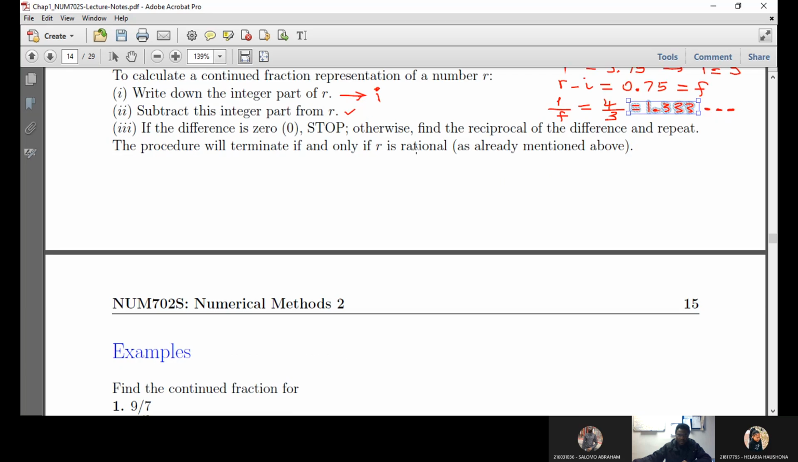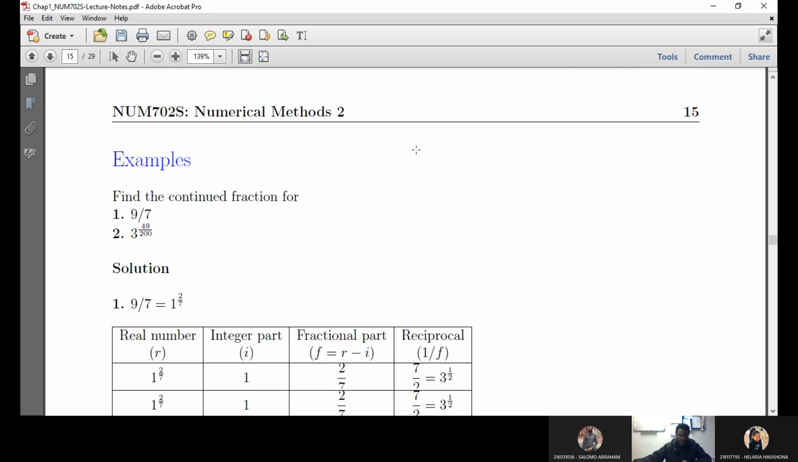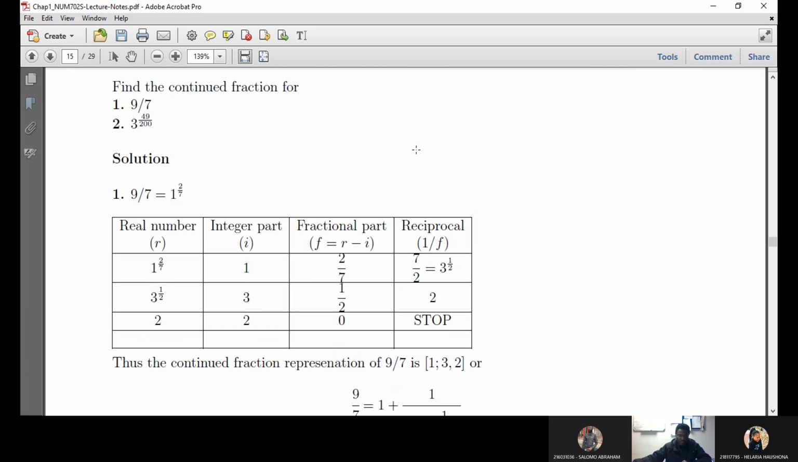So let us look at a particular example. Let us look at this one, 9 by 7, or 9/7. 9/7 is 1 and 2/7. This is the integer part, and this is the fractional part.